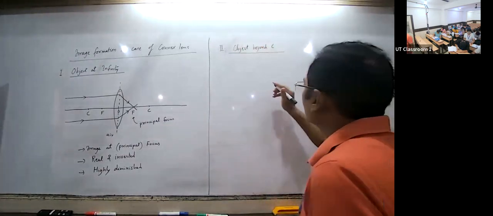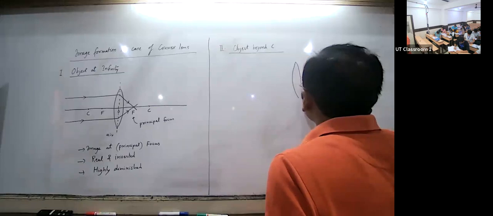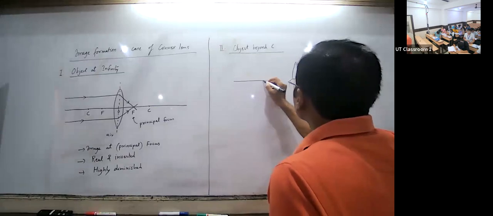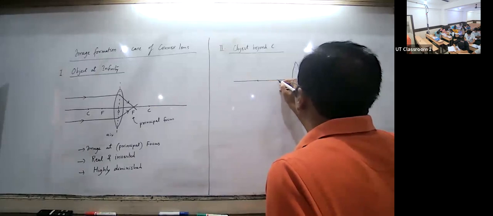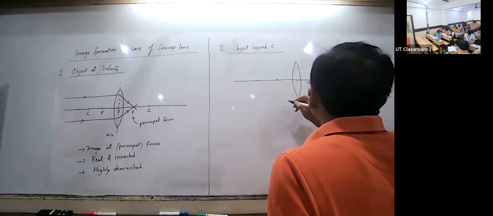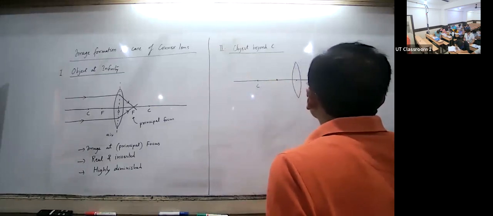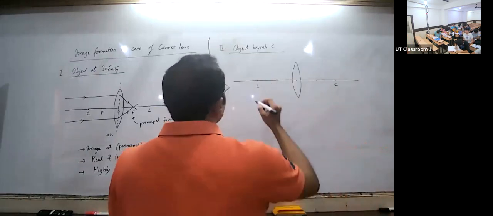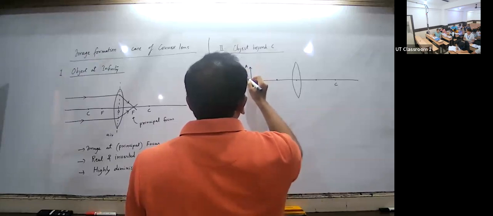Okay. So again the steps. First you draw the lens. So it is kept vertical to principal axis. Then draw the principal axis. Then mark C and F, both at equal distances on either side. The object will be beyond C. Name the object AB.